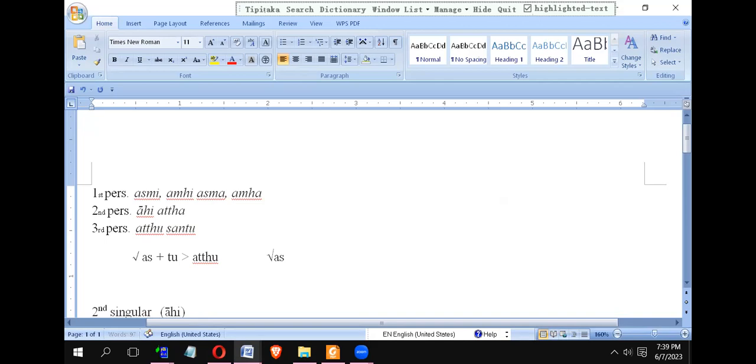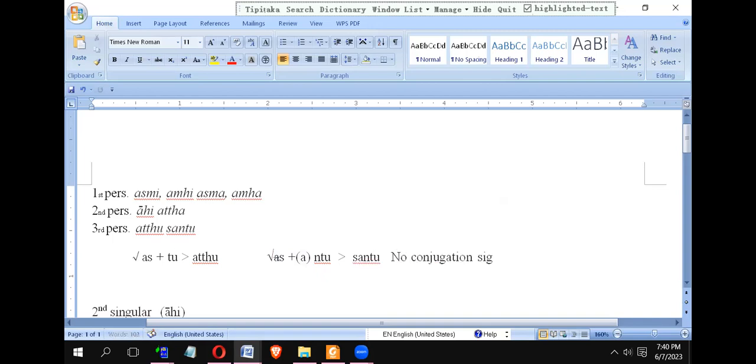Then this one is as plus ntu. So here an A is added. It is the same as santi, remember last time? And then this is just the ending, then you get santu. That means the A here we don't consider as the first conjugation group. Can we consider it? No, this is not a conjugation. This is just an insertion. Here there is no conjugation sign.